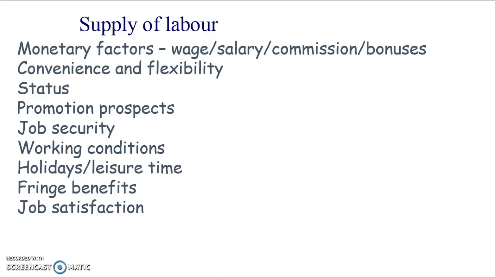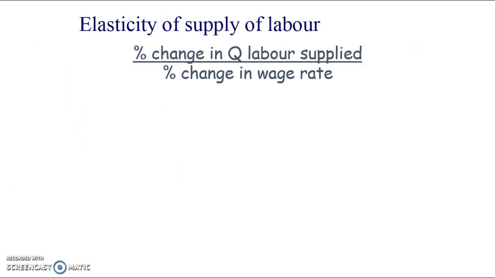Job satisfaction would be a big thing. The more satisfied people are, or the more satisfaction they can get from a job and worthwhile feeling, the more supply there tends to be. So elasticity of supply of labour, exactly the same as your PES equation, but I've added this word labour in. So percentage change in quantity of labour supplied divided by percentage change in wage rate rather than price, but the wage rate is just the price for labour. And the factors that can influence the elasticity of supply of labour are the skills and qualifications needed.